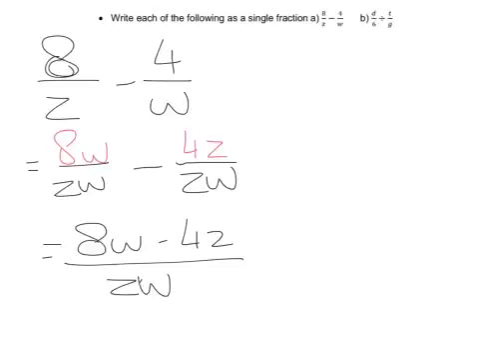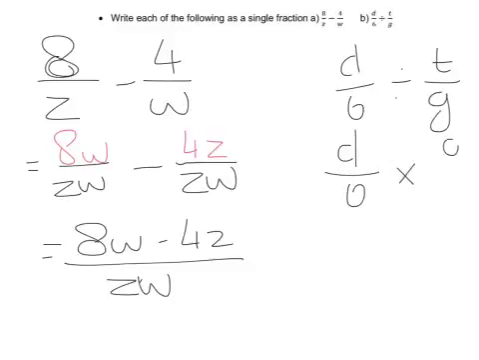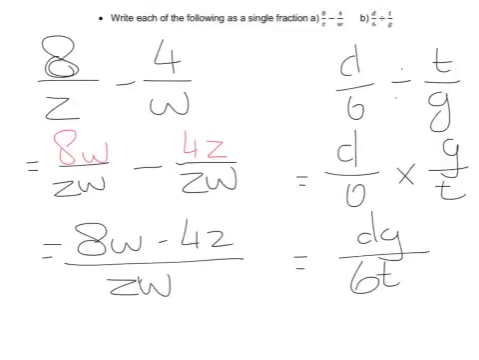And then now looking at the division, d over 6 divided by t over g. Okay, this is where we are using that inverse fraction. Inverse fractions are used only when you're dividing. So this instead becomes d over 6 times g over t. And then that makes our final answer dg over 6t.